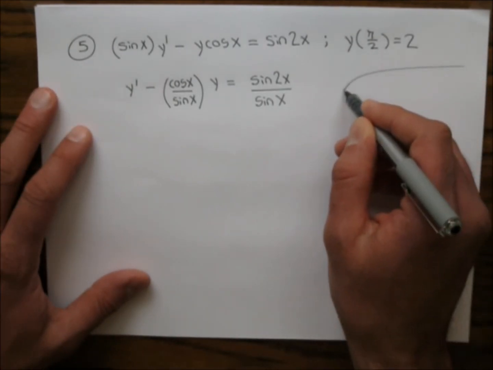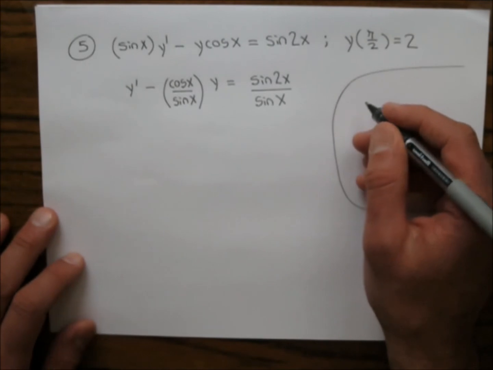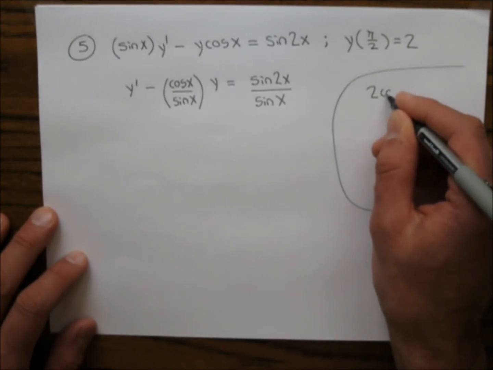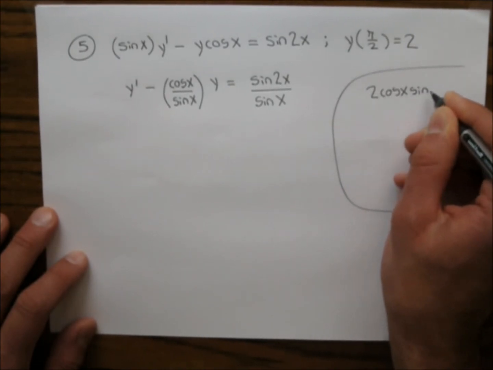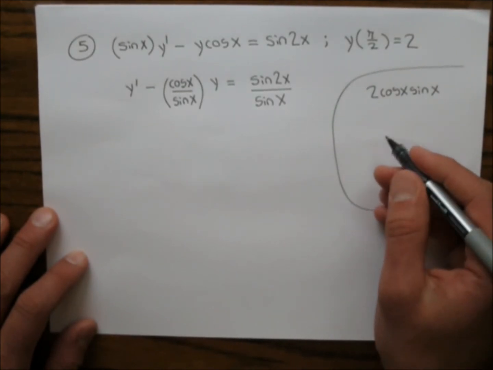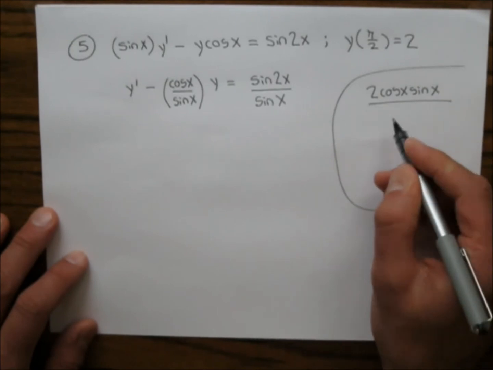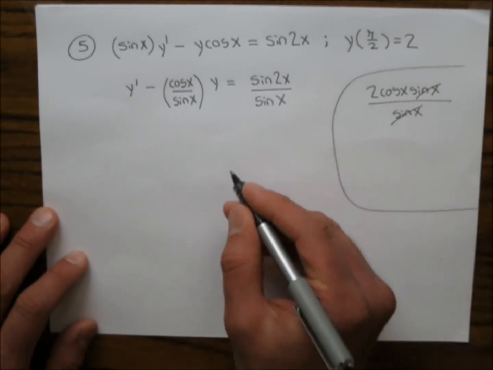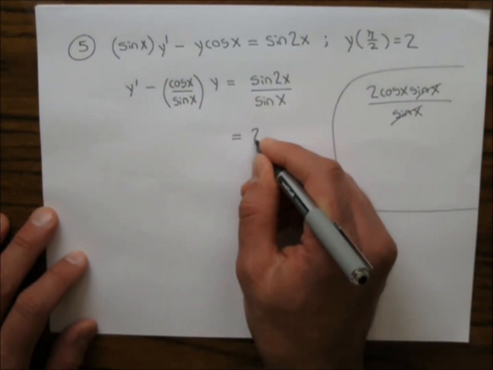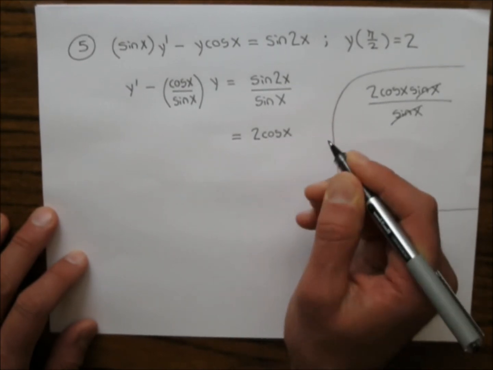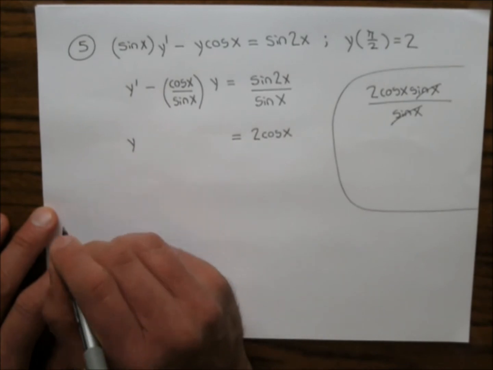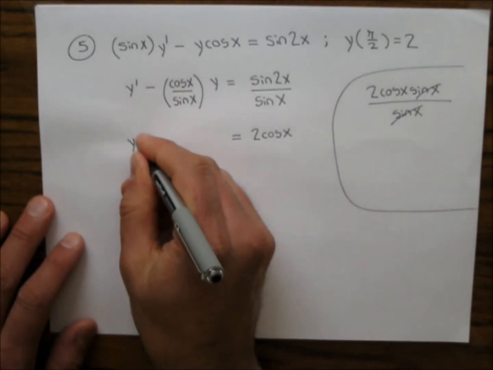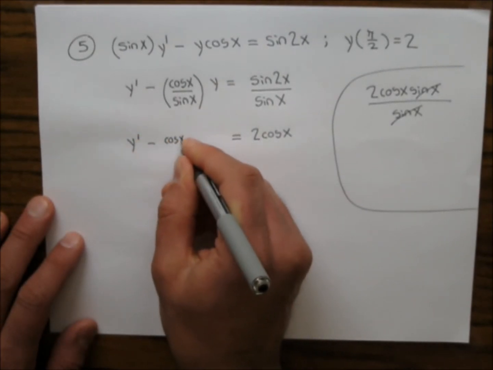Now, identities, this is one where a lot of people forget, but the sine of 2x is actually 2 cosine x sine x. And we have that over the sine x. So that's what we have right there. So the sine x's cancel, and so the right-hand side is going to give me 2 cosine x. I'll just keep it as the cosine over the sine, whatever that was written there.